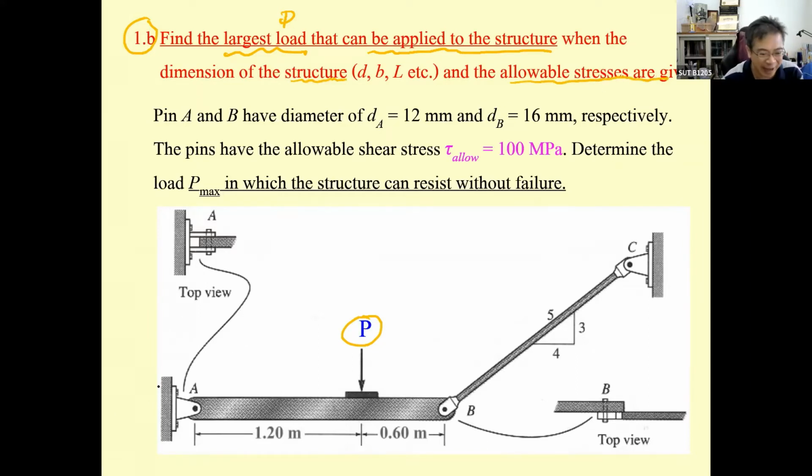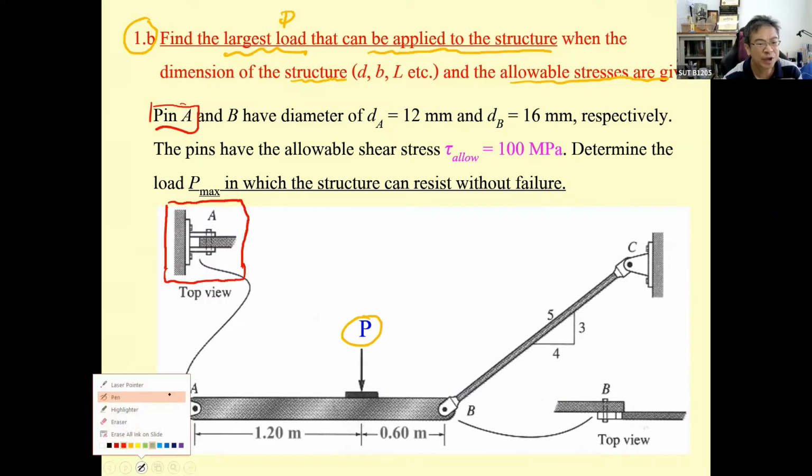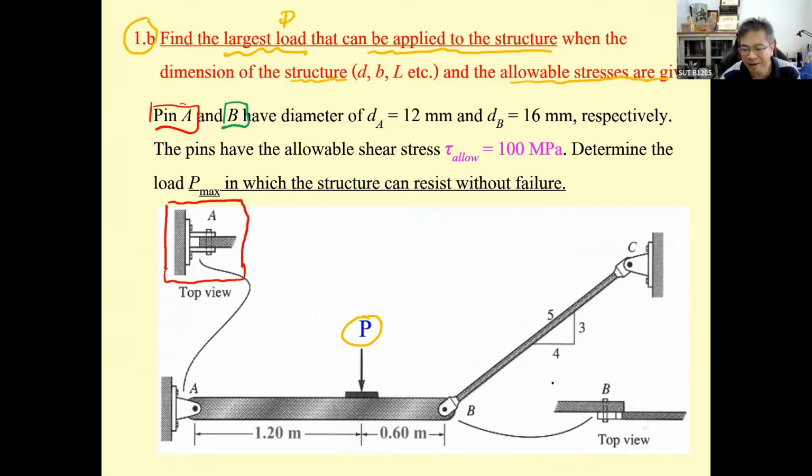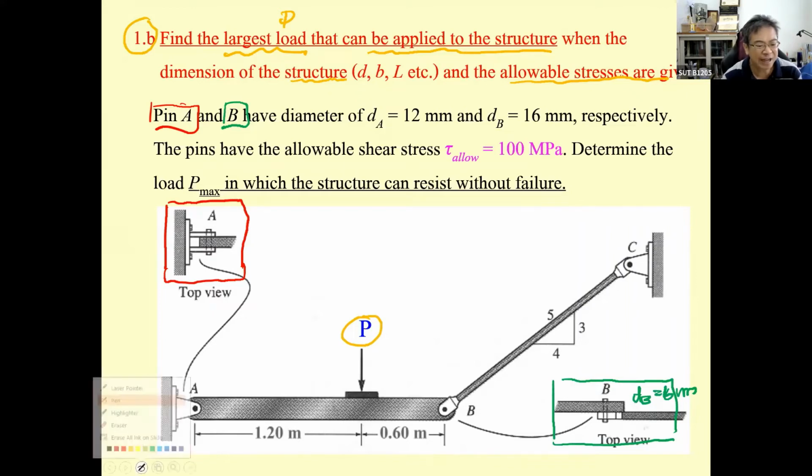So by doing it again, we come to the pin A, which is double shear as before, and then we come to the pin B, which is going to be the same thing. Okay, the same as before, nothing changed, single shear. And this is going to be 16 millimeter as before. And over here, we have D sub A as before to be 12 millimeter. And then they provide us with the allowable shear.